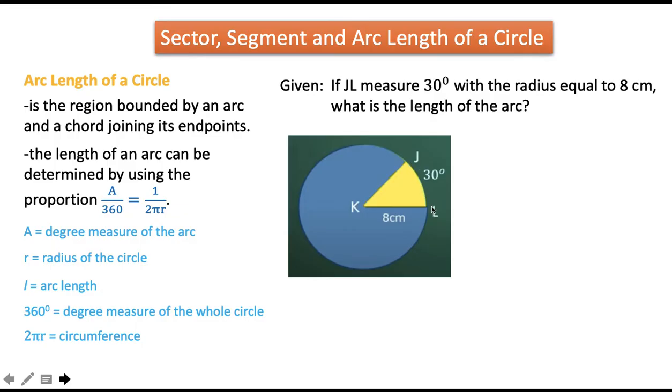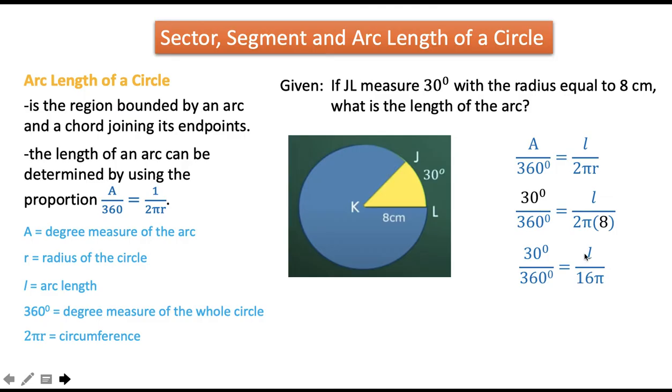So the opening of the angle is 30 degrees. But we are interested in the length. How long from J going to L? First, we're going to write the proportion, then replace. Our A here is the measure of the arc, which is 30, and our radius here is 8. Then simplify, 2 times 8, and that is 16 pi. Now, since we want to solve for L, which represents the length of the arc, we're going to multiply each side of the equation by 16 pi because we want to isolate L.